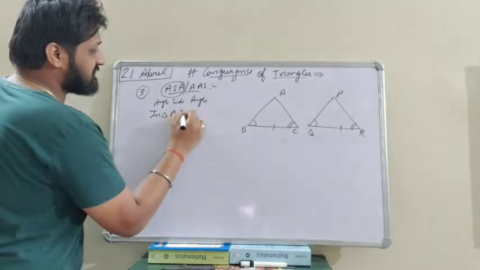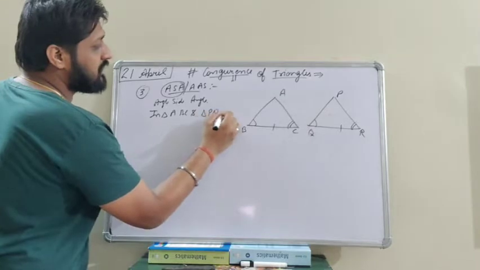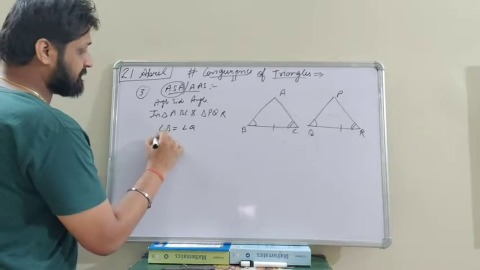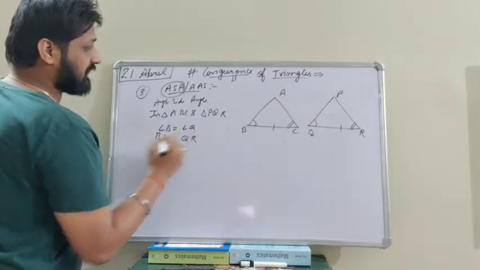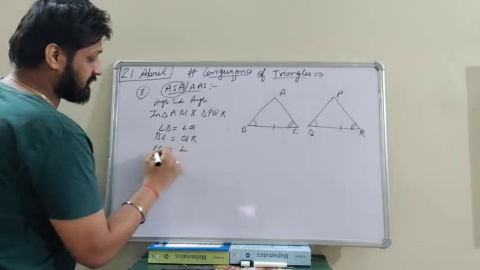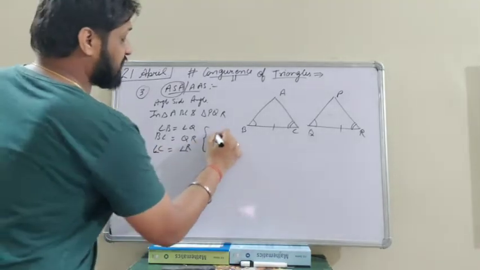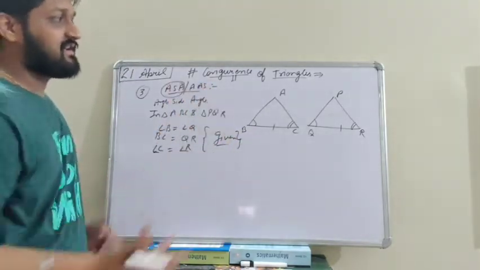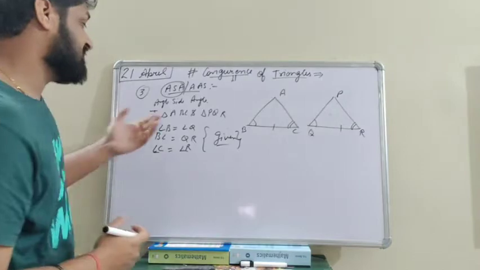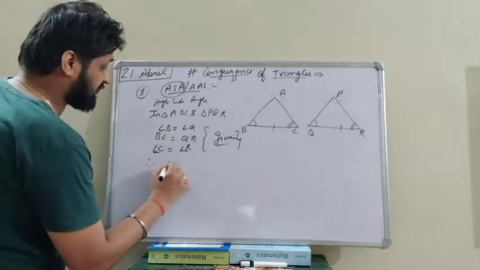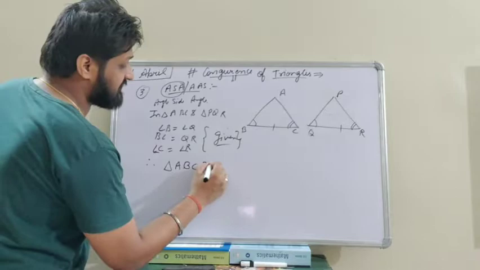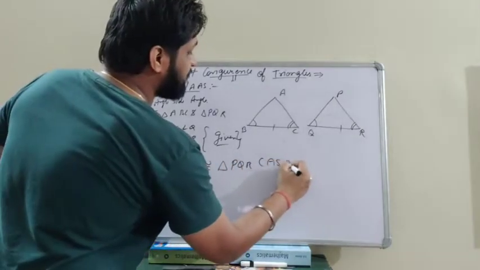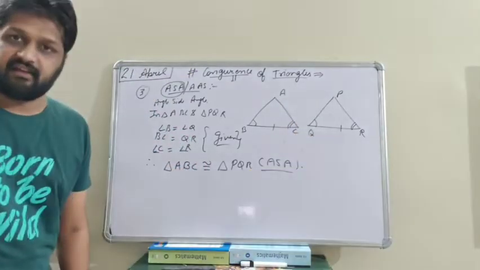In triangle ABC and triangle PQR, angle B is equal to angle Q, BC is equal to QR and angle C is equal to angle R. And what is the criteria or condition? These three things are given to us. So on the basis of these three conditions, we can say that triangle ABC is congruent to triangle PQR by the criteria ASA.